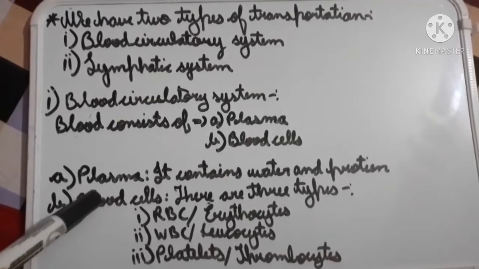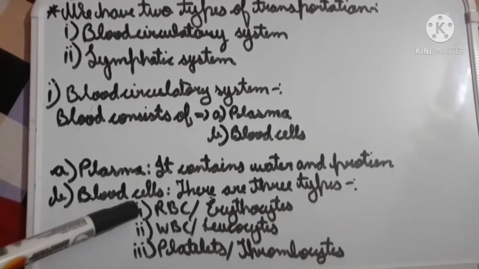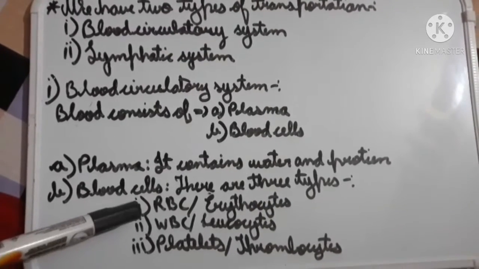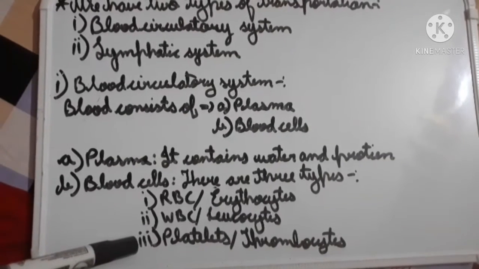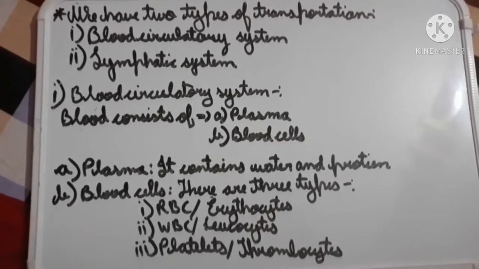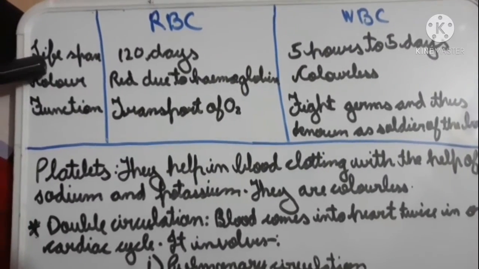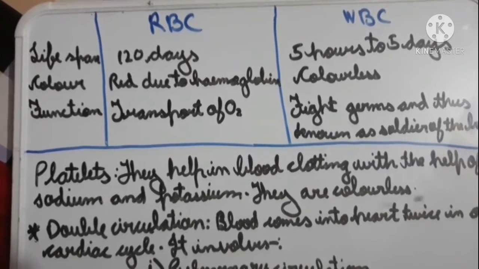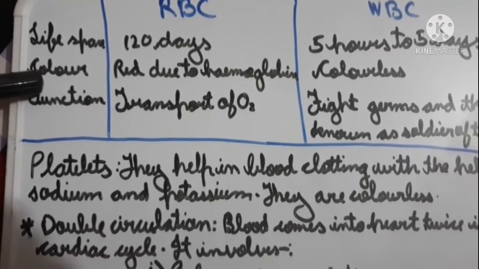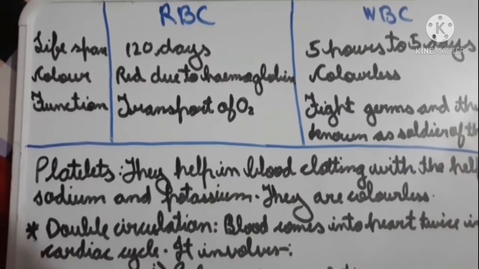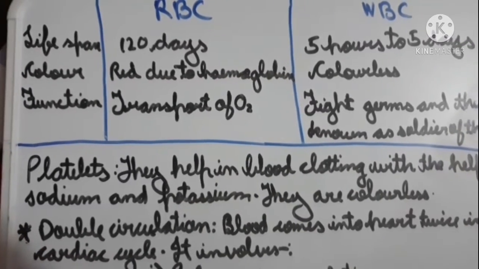Blood cells are of three types. They are RBC or erythrocytes, WBC or leukocytes and platelets or thrombocytes. These are the three types of blood cells present in our body. Let's learn about these cells in detail. Lifespan of RBC is 120 days and WBC is 5 hours to 5 days. Color: RBC has red color due to hemoglobin and WBC is colorless.